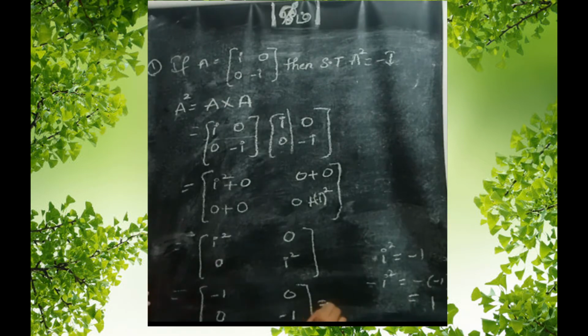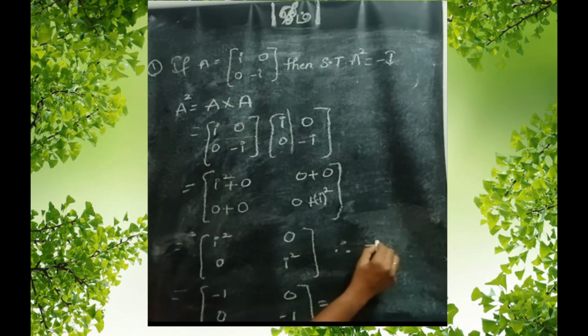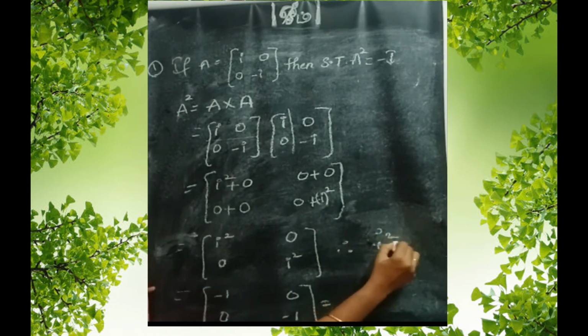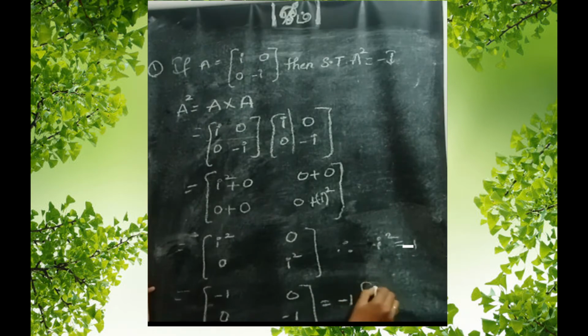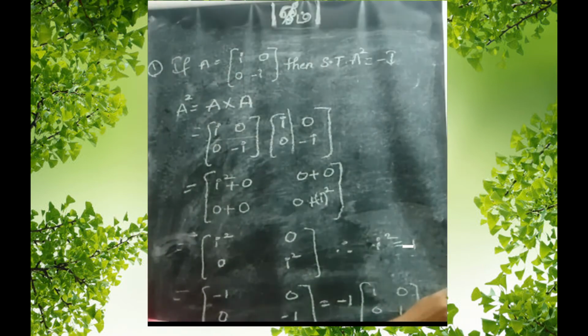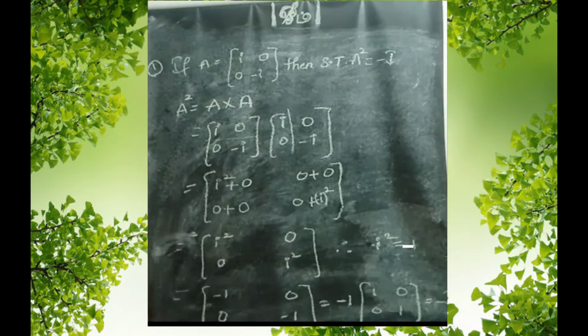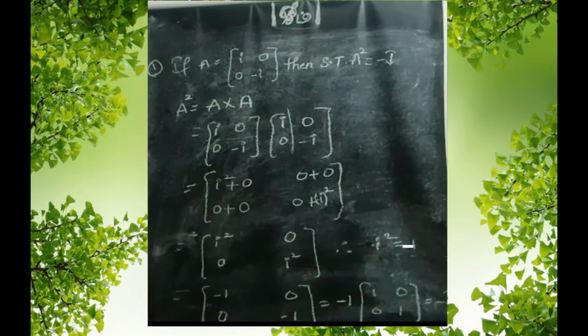Then you have to take common here. So therefore here i square equals minus 1. Okay. Here take common as minus 1. Then we get 1, 0, 0, 1. So this is the unit matrix. So minus i, what is the order of this? 2 by 2. So the order here is 2 by 2. That's it. We have proved this.